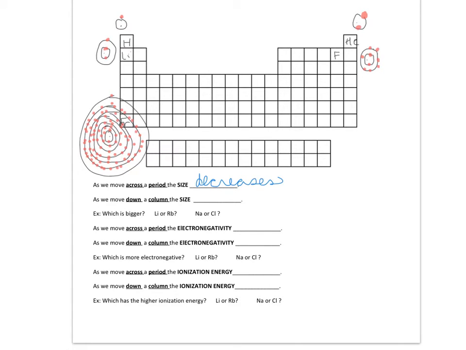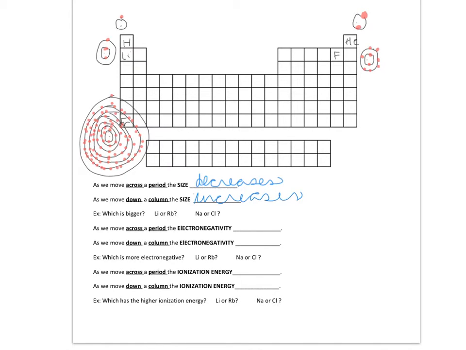Okay. We'll notice though, as we go down a column, we add an energy level, an energy level, an energy level, and so on and so on. When we look from lithium to francium, clearly our size gets bigger as we're adding energy levels. So as we move down a column, the size increases.